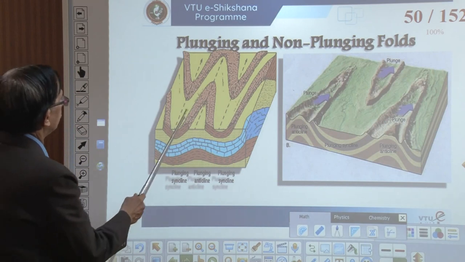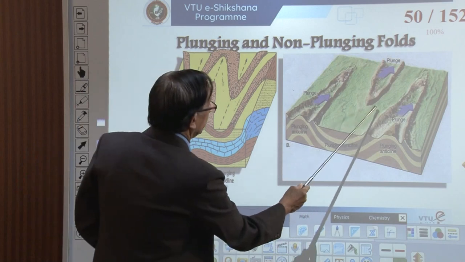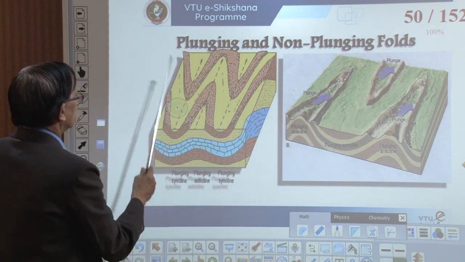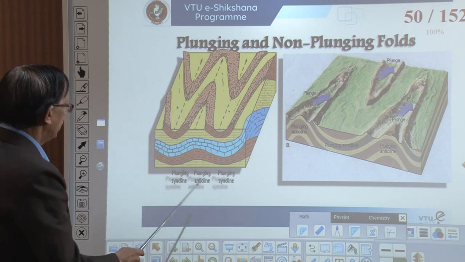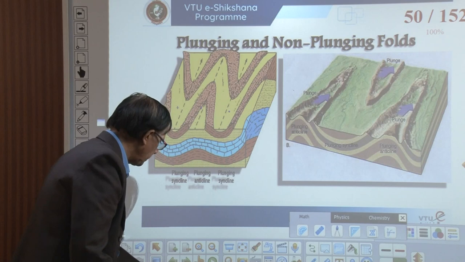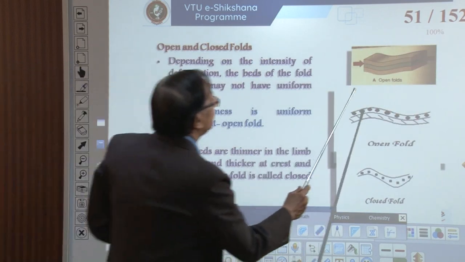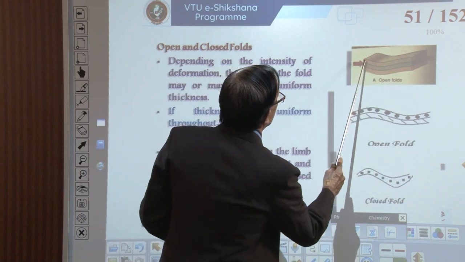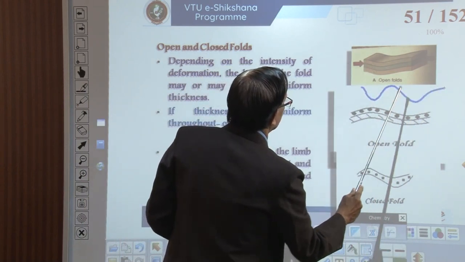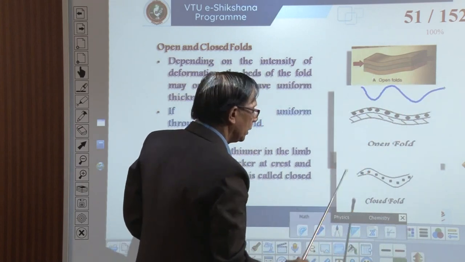What is a plunging fold, you see? Plunging and non-plunging: these are all plunging, and these are not plunging, where the axes are parallel to each other, like this. So we have different types of folds. Now people also classify open and closed folds. What is an open fold? This is an open fold, where the thickness of the beds is nearly similar throughout.